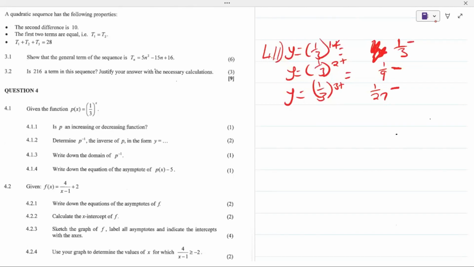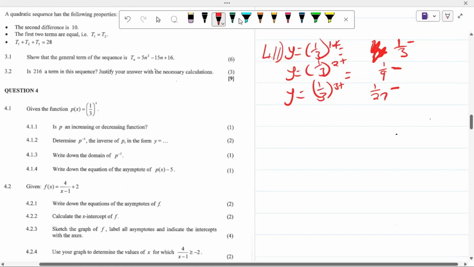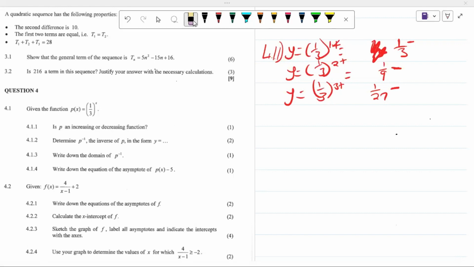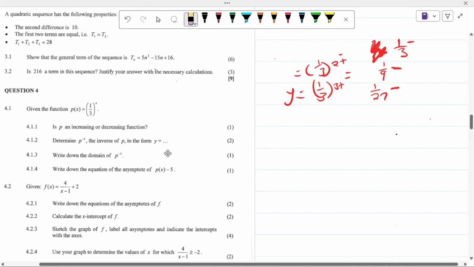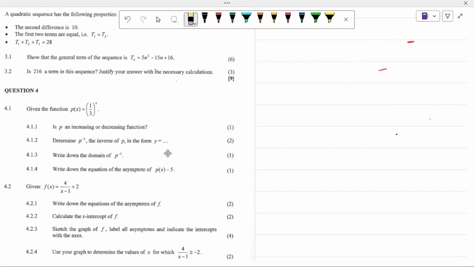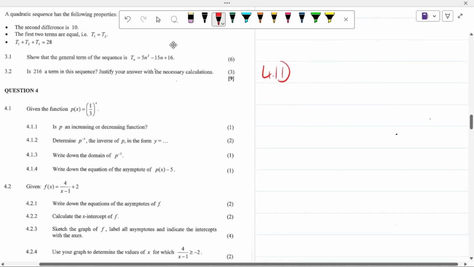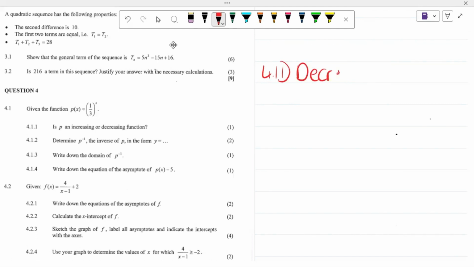Therefore, what's our answer? It's a decreasing function. Exactly that. So you can just do that. Since we do not have a graph that was given to us, that's now the easiest thing to do, to just see that, to be able to answer that question. So we have a decreasing function.